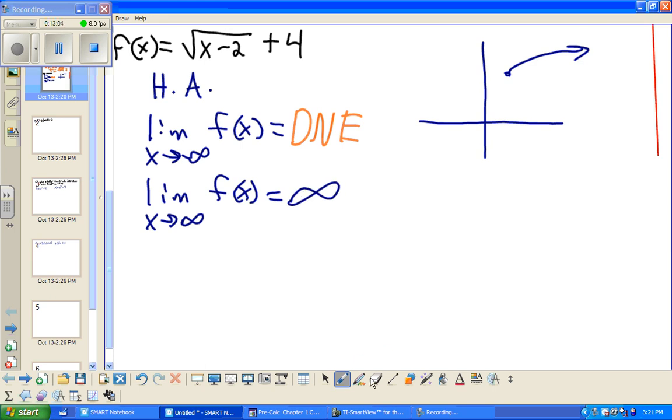What does this tell us? Well, since this was not a specific number, like 1, 0, 2, 18, negative 4, it wasn't any number, and this wasn't any specific number, we only needed one of them to be a number. Since neither of them were, there is no horizontal asymptote. If even one of them was, then we would say y equals whatever that number was. In this case, there isn't one, so there's no horizontal asymptote.